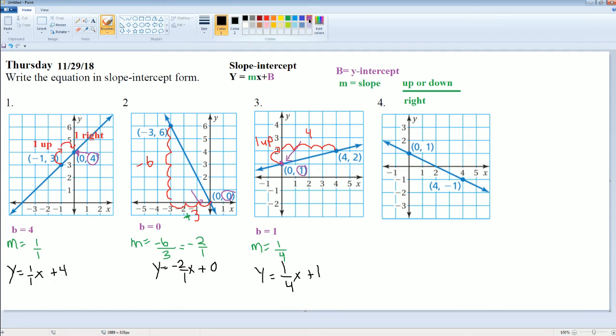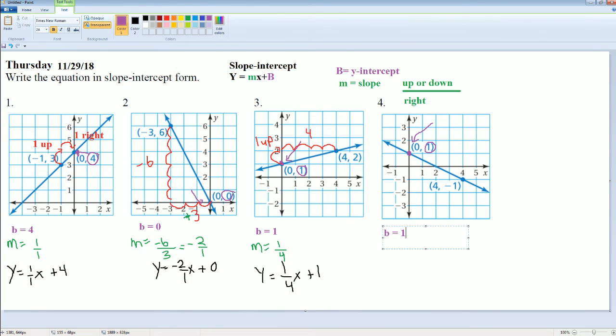Alright, let's do the last one. See if you could find the y-intercept. It is the point that is crossing the y-axis. So it's that point right there, because the y-intercept is right there. Okay, that's the y-axis. So that is the y-intercept of 1. So b here is equal to 1.